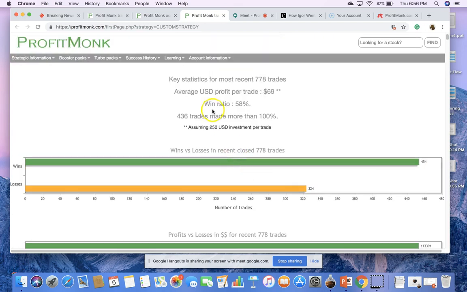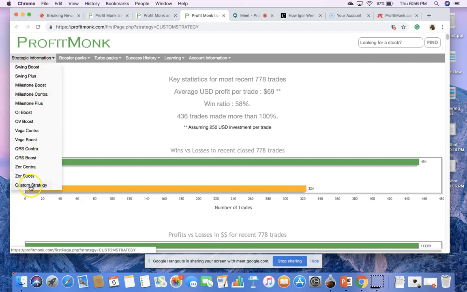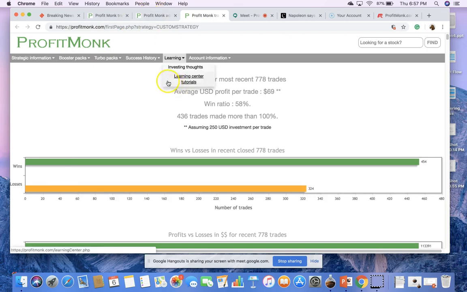Okay, so hopefully that gives you guys a flavor of what the custom strategy is, which is this one basically, and what is a good combination of account settings to achieve these kinds of trading results.